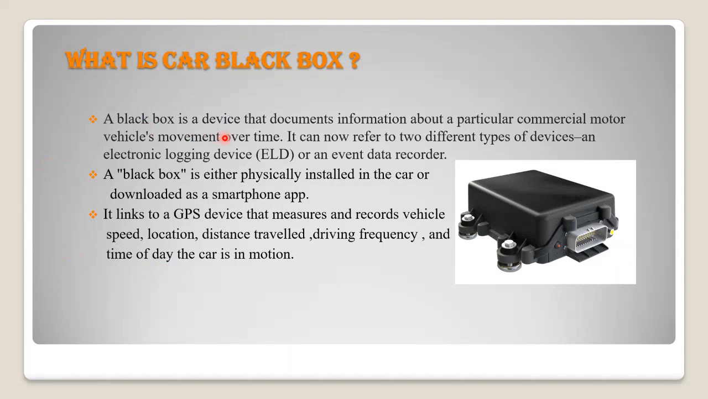What is Core Black Box? A black box is a device that documents information about a particular commercial motor vehicle's movement over time. It can now refer to two different types of devices: an electronic logging device and/or an event data recorder. A black box is either physically installed in a car or downloaded as a smartphone app. It links to a GPS device that measures and records vehicle speed, location, distance traveled, driving frequency, and time of day the car is in motion.